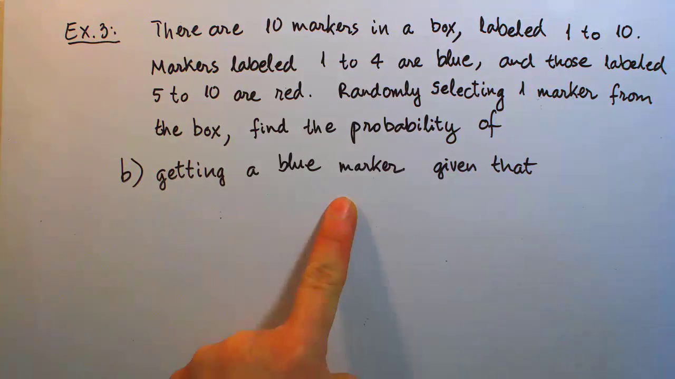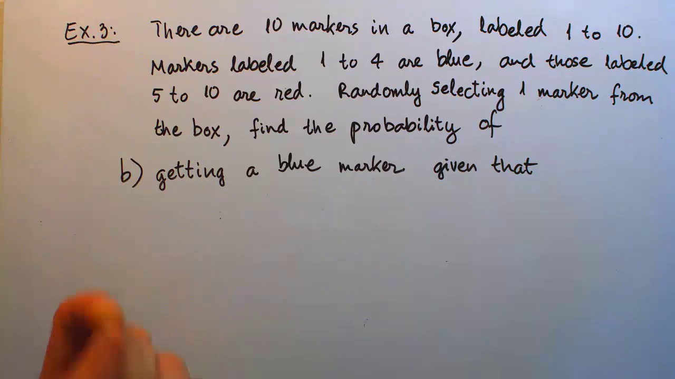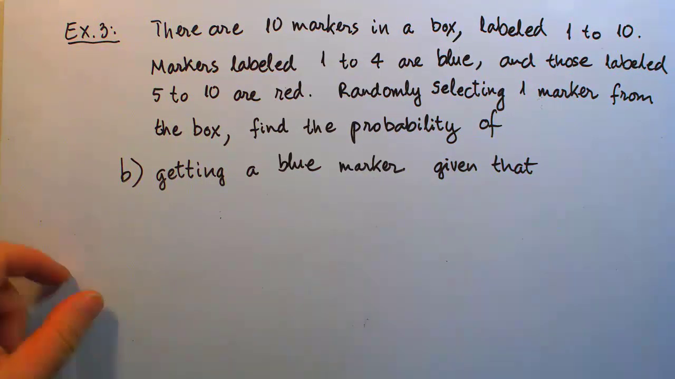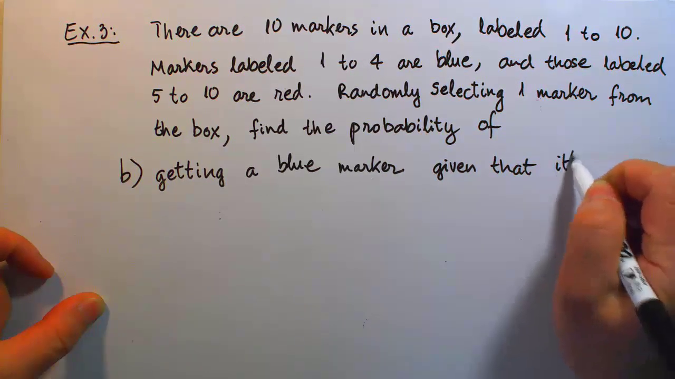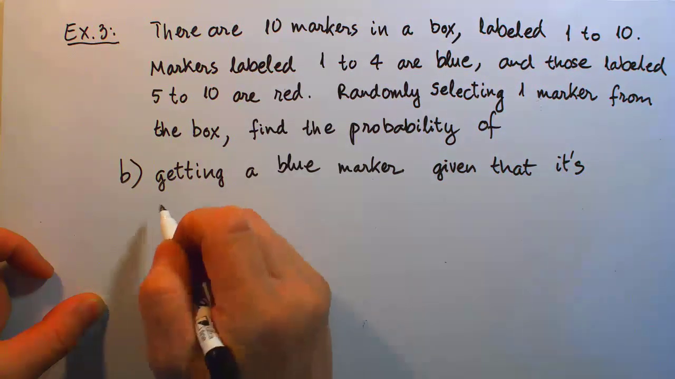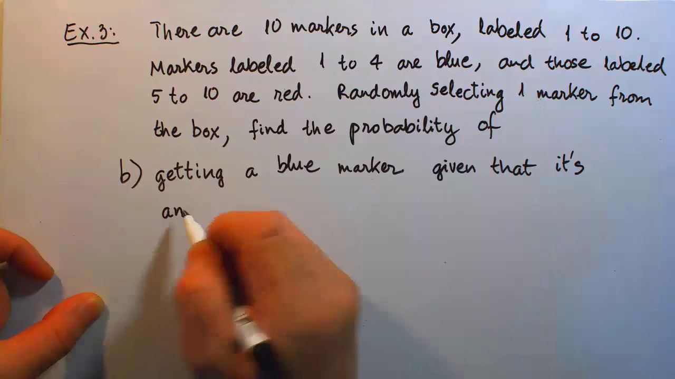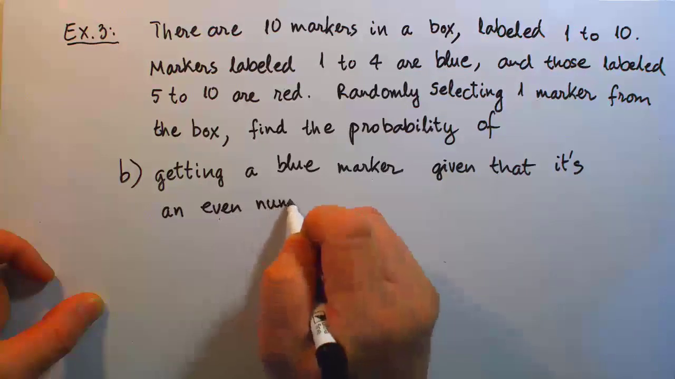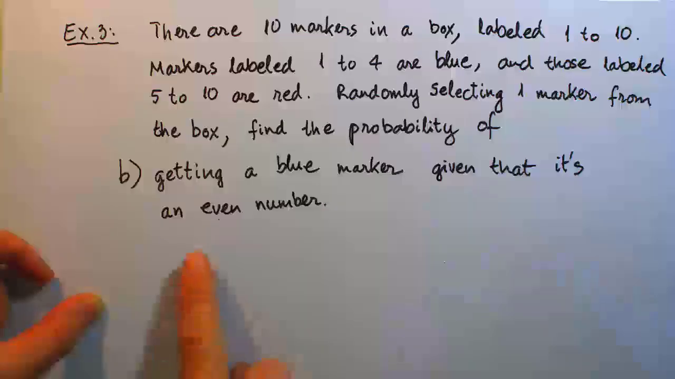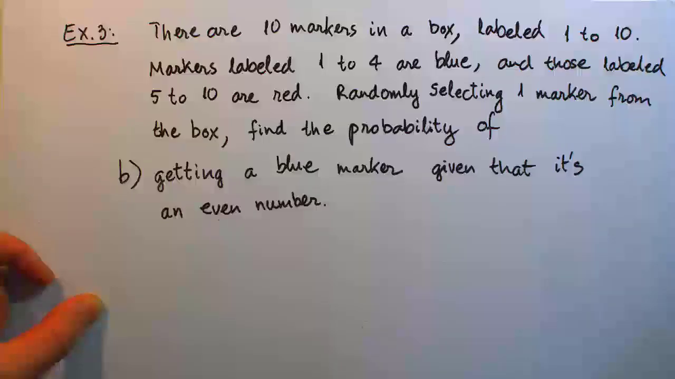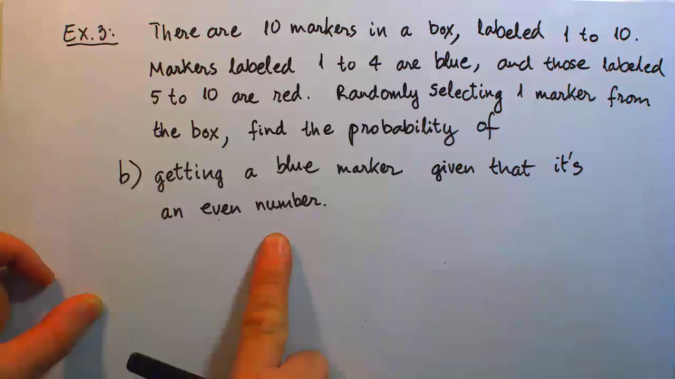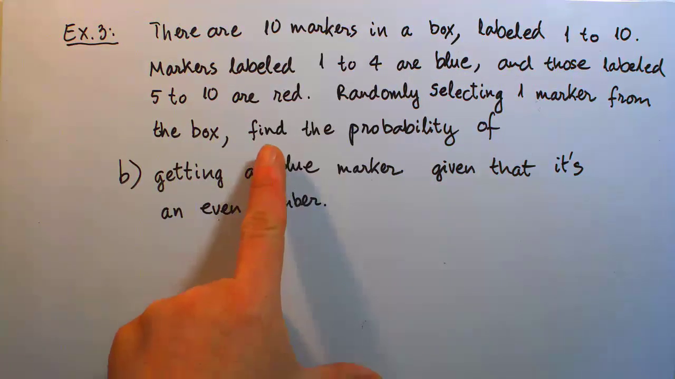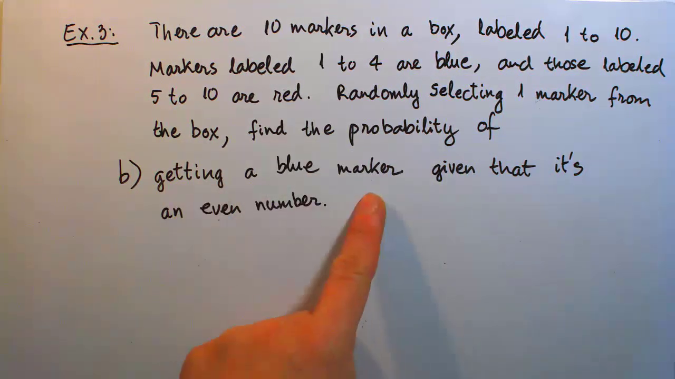Still, we're randomly selecting a marker from that box, but now we want to find the probability of getting a blue marker, given that the marker you're picking up is an even number. The intention here is that the even number is the numerical label on the marker itself. So once again, the question is: find the probability of getting a blue marker given that it's an even number.